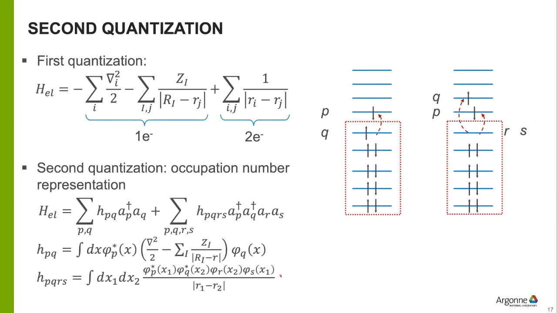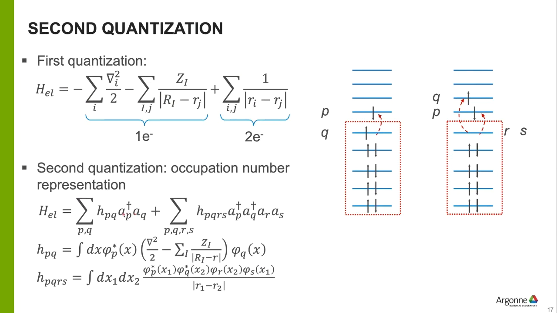So before we go further, the Hamiltonian I showed you before is written in so-called first quantization formalism, and it has these two terms that involve one electron, and this term involves two electrons. And for mapping to quantum computers, the more convenient representation is so-called second quantization, which is basically occupation number representation. It has these two terms, one electron term and two electron term.